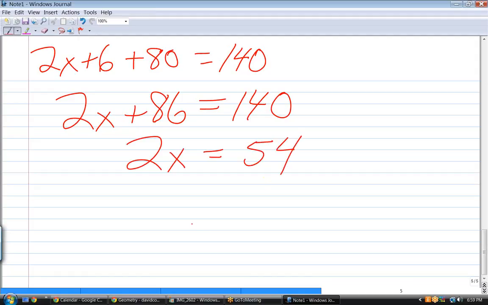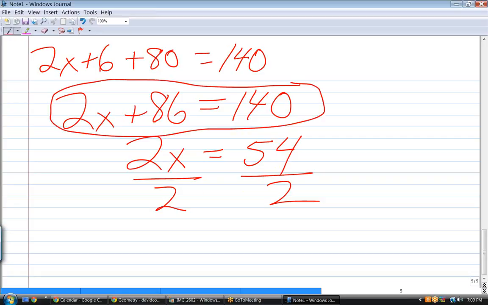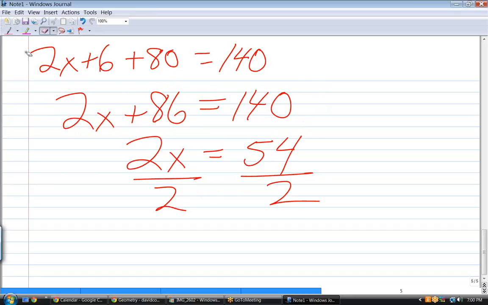And finally, the last step is to divide 54 by 2. Yeah, divide both sides by 2. In other words, the singular principle of algebra is that whatever you do to one side, you have to do to the other. So I can't just divide 54 by 2. I have to divide both sides of my equation by 2. Just like up here, I subtracted 86 from both sides of the equation. So you get 27. x equals 27.